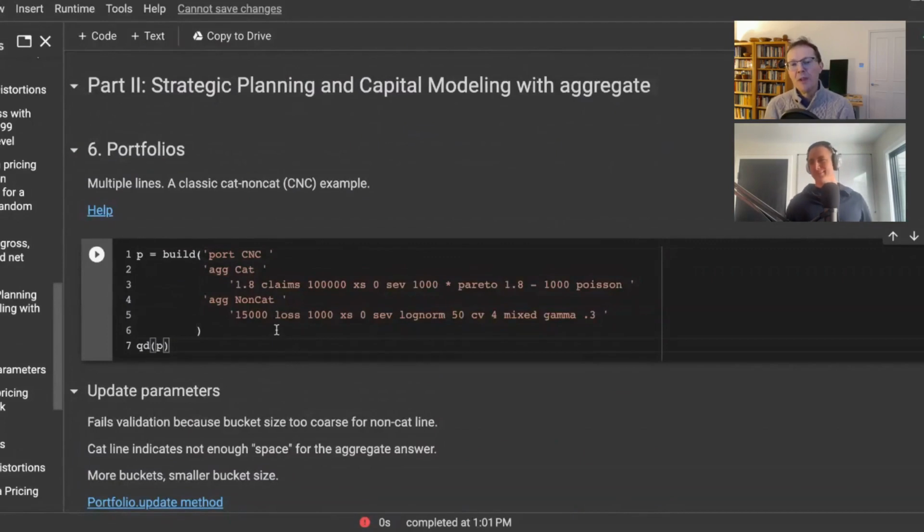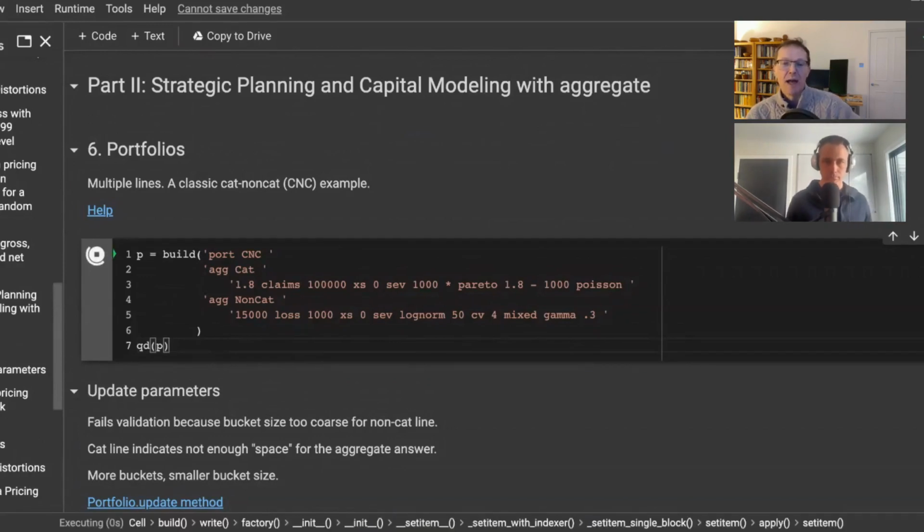So what we want to do now, this is really the beginning of today's session, is look at portfolios, and we're going to look at what I call the classic cat non-cat example. And I'm sure, David, you've also seen with clients, people struggle with how much cat risk to write because it's just different. It can really spoil your day. You can have these big losses. And so this is a little portfolio. Up to now, we've been considering one line at a time. Now we're going to combine two lines, one called cat and one called non-cat.